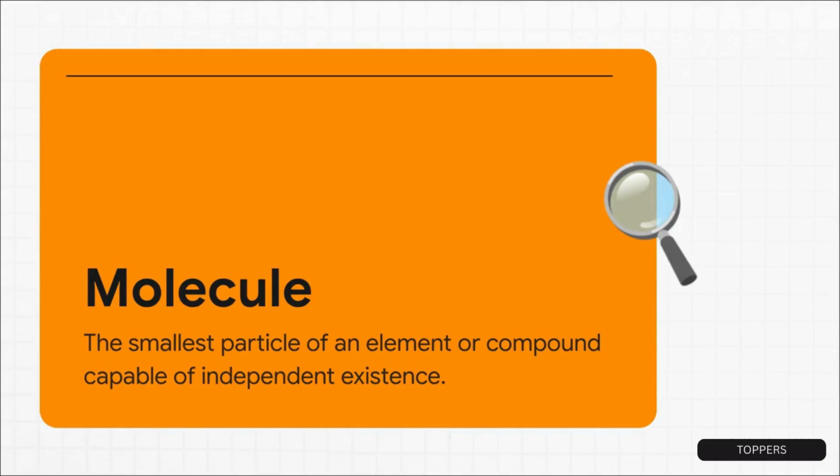And this little group of bonded atoms has a name, a molecule. A molecule is the smallest possible unit of something that you can have that still is that something. A single molecule of H2O is the tiniest bit of water possible. Any smaller, and you've just got loose hydrogen and oxygen atoms.